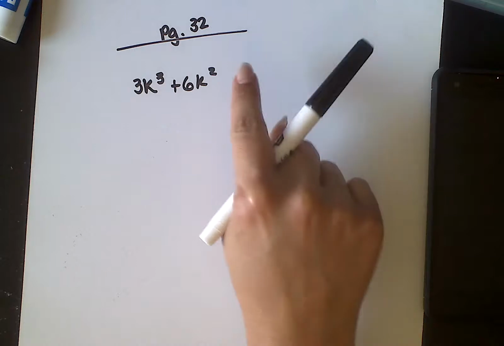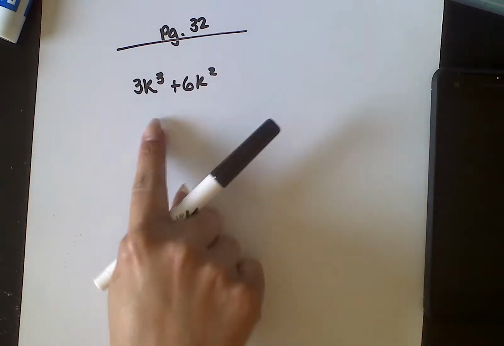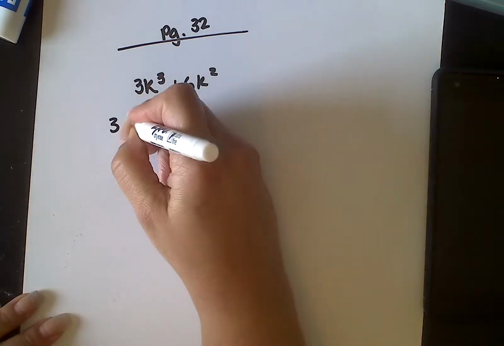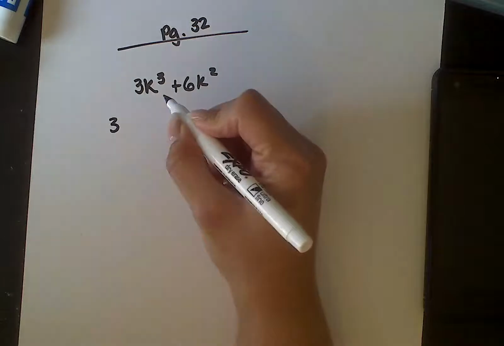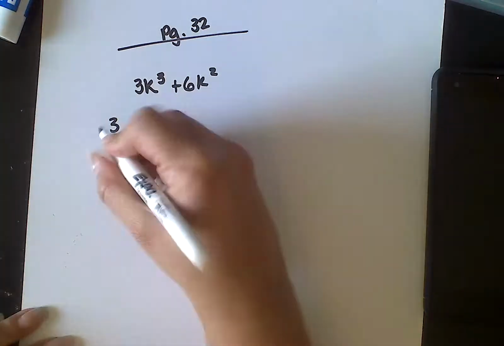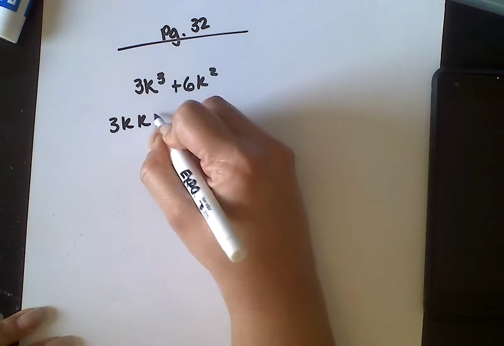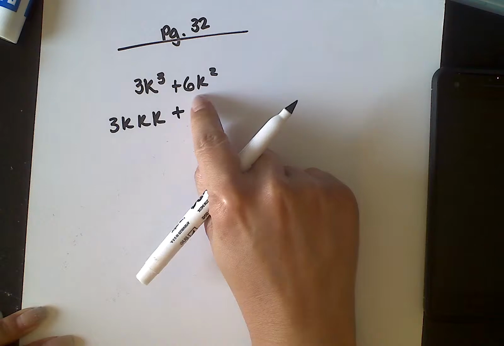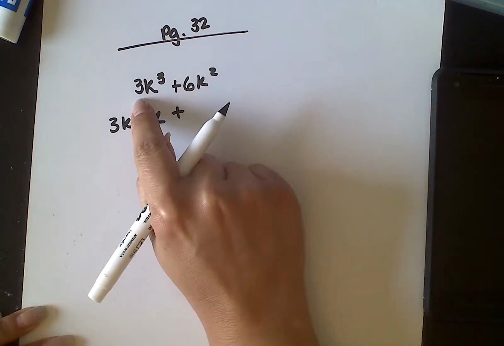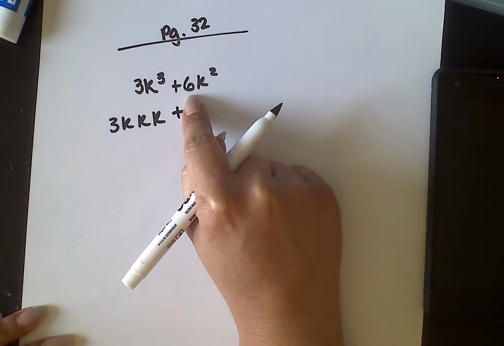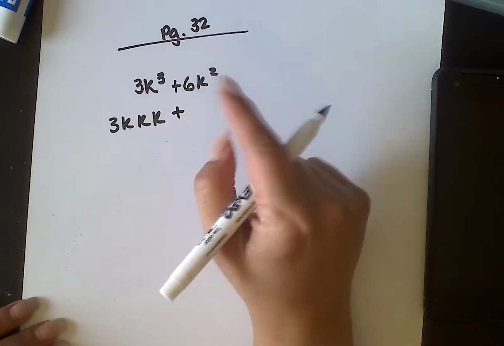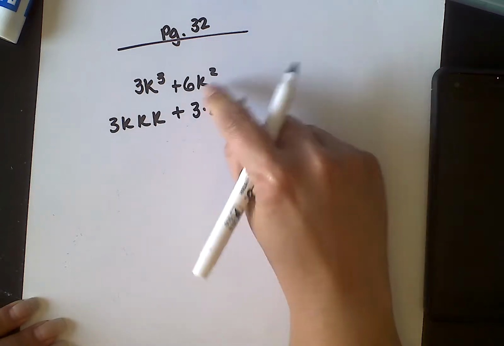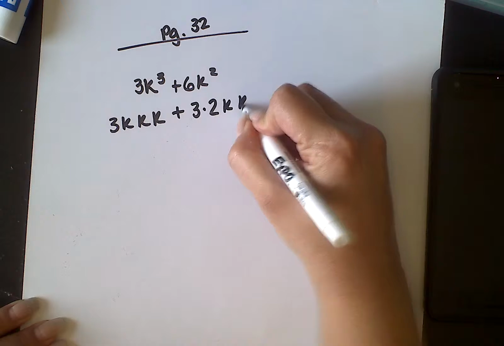Now, if you look at page 32 in your notebook, what we had done is we had expanded this. So let's go ahead and take a look. That's 3k cubed, of course, means k times k times k, plus, now what you'll notice is that 3 is a prime number, 6 is a composite. So we could break down the 6, of course, into 3 times 2. And then k squared is just k and k.